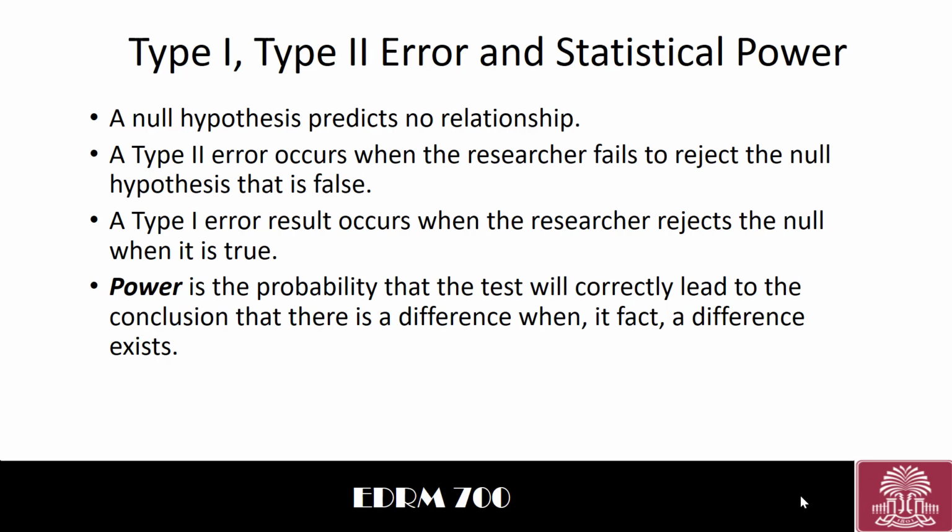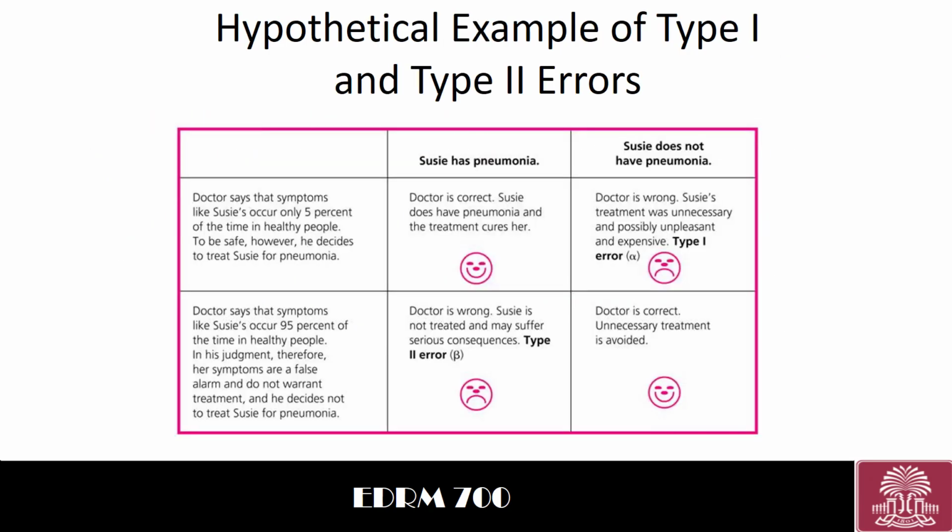Researchers hope to balance two types of errors in their studies. Power is the probability that the test will correctly lead to the conclusion that there is a difference when in fact a difference exists. Let's look at an example together.